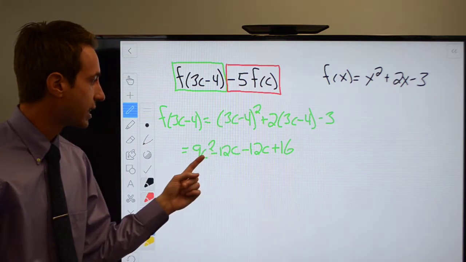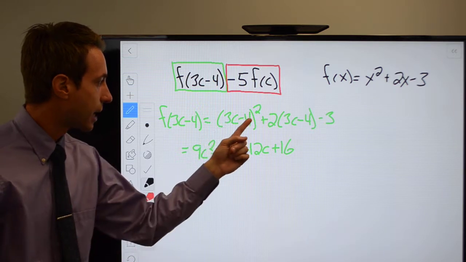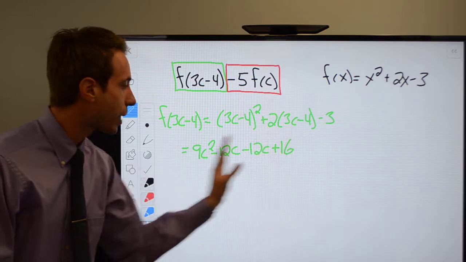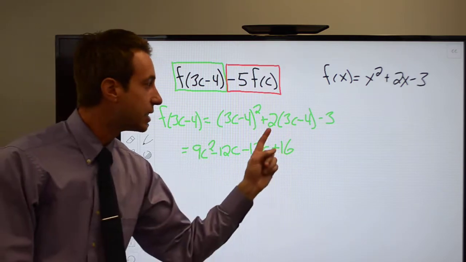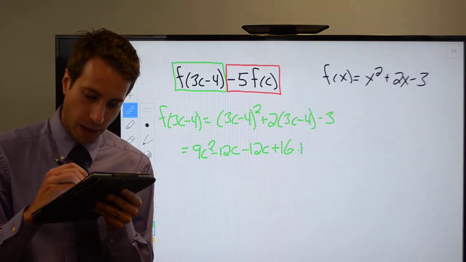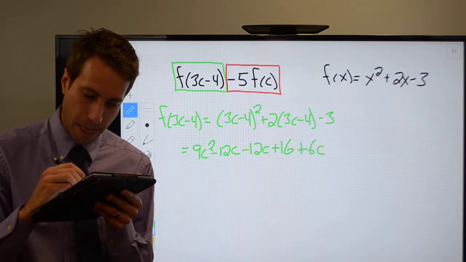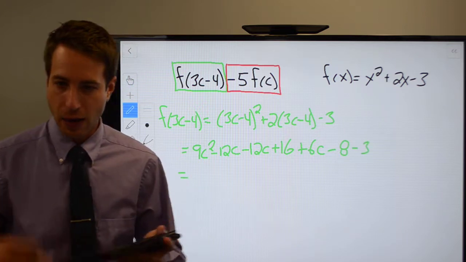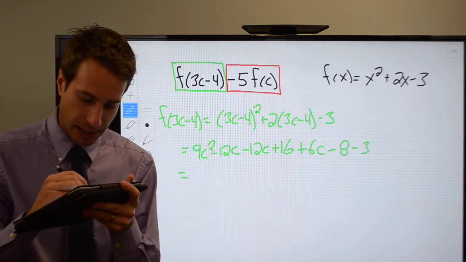3c times 3c, 9c squared. 3c times a negative 4, minus 12c. 3c times a negative 4, right? So that's what I get from foiling. Then I need to distribute the 2 through the parentheses, so I wind up with plus 6c minus 8 minus 3. There we go. Now I'm ready for that next line, which is going to be the 9c squared.